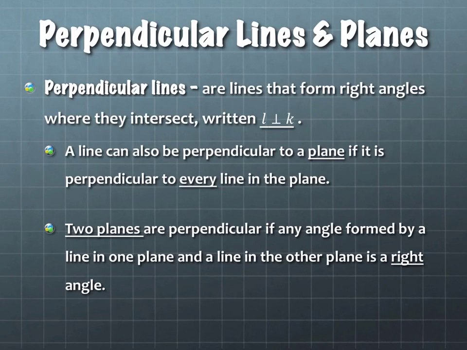All right, perpendicular lines and planes. Perpendicular lines are lines that form right angles when they intersect. A line can be perpendicular to a plane if it's perpendicular to every line in the plane. And two planes are perpendicular if any angle formed by a line in one plane and a line in the other plane is a right angle.